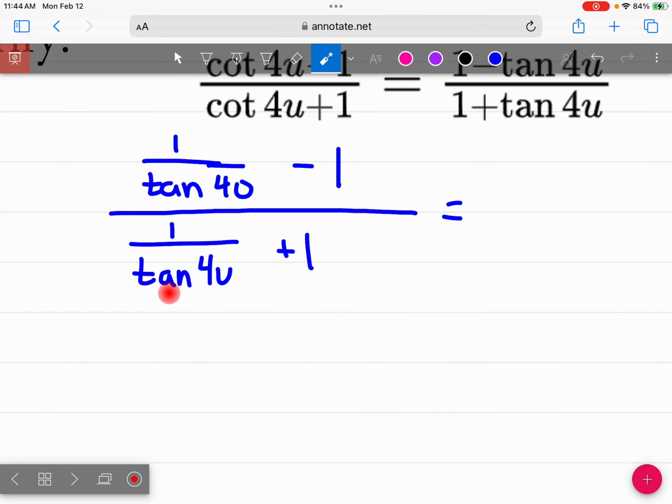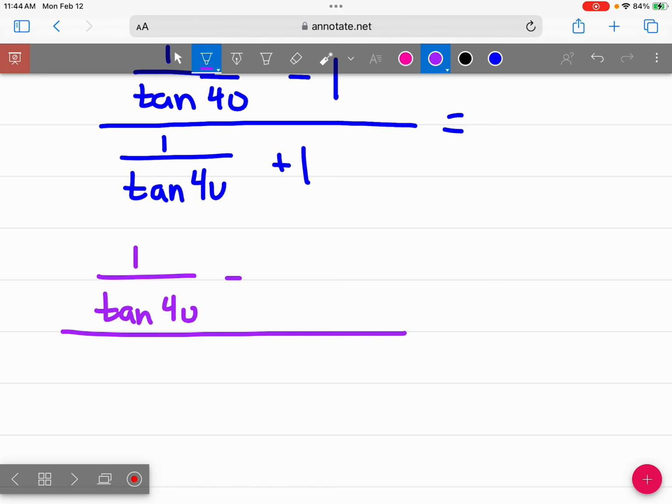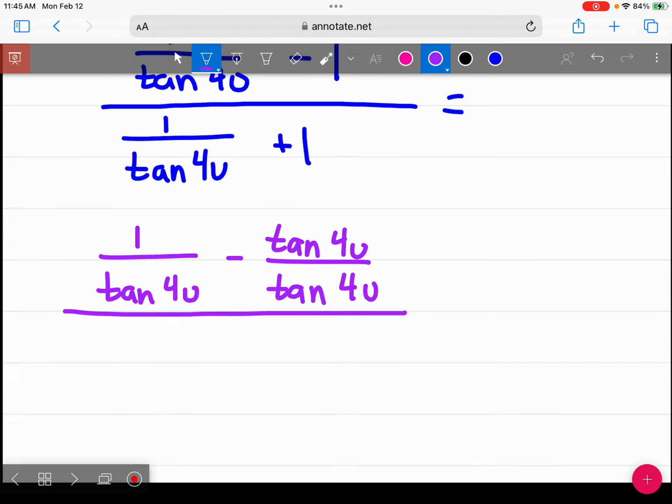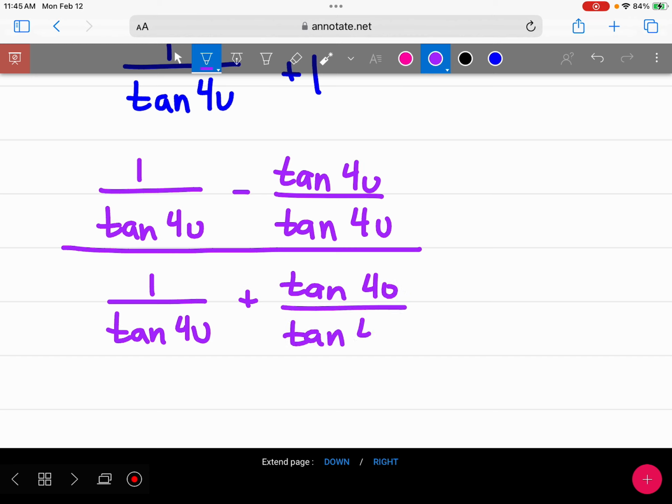Now I have fractions within fractions, and we're going to need to get to common denominators so that we can simplify this left-hand side, because it's looking kind of gross. So we have 1 over tangent of 4u minus tangent of 4u over tangent of 4u. Same thing in my denominator. We're going to take this 1 over tangent 4u, and we're going to make this common denominators. Tangent 4u over tangent 4u.